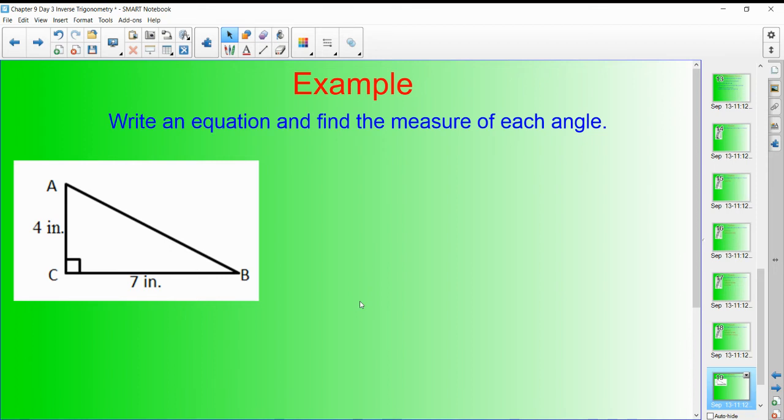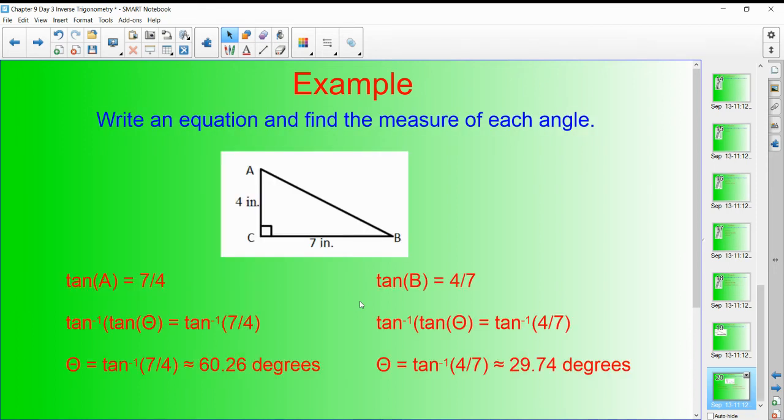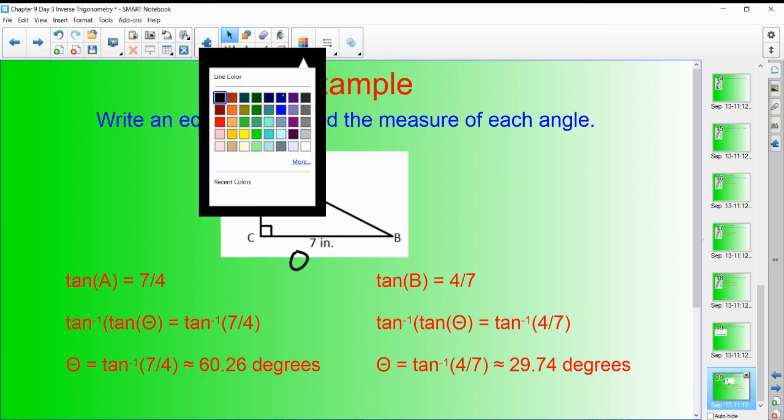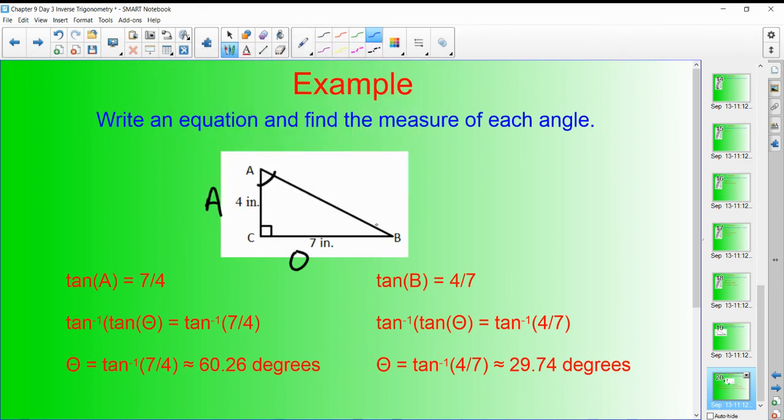Okay, so hopefully you have 2 angles and you're going to check them. In this case, if I'm starting at A, I have my opposite and my adjacent. So I'm going to use tangent, and use the inverse tangent of 7 over 4. And then if I'm going to use B, this is my opposite and this is my adjacent, so the ratio is different. In both cases I have to use tangent because I only have the opposite and the adjacent from the angles. In one case I get 60.26 degrees, in the other I get 29.74 degrees.